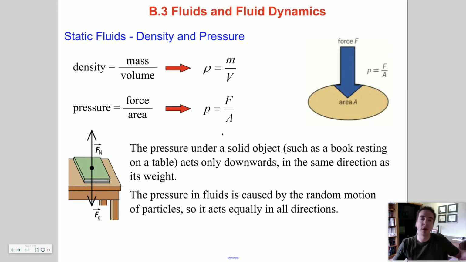Okay, so under a solid object, like say for example, a book sitting on a table, the pressure on the table only acts downward, obviously, since gravity is pulling down. However, the pressure in fluids is caused by the random motion of particles, and it acts equally in all directions.